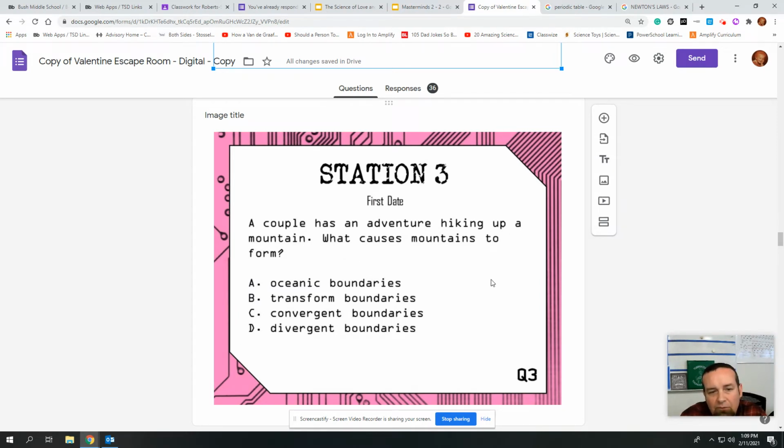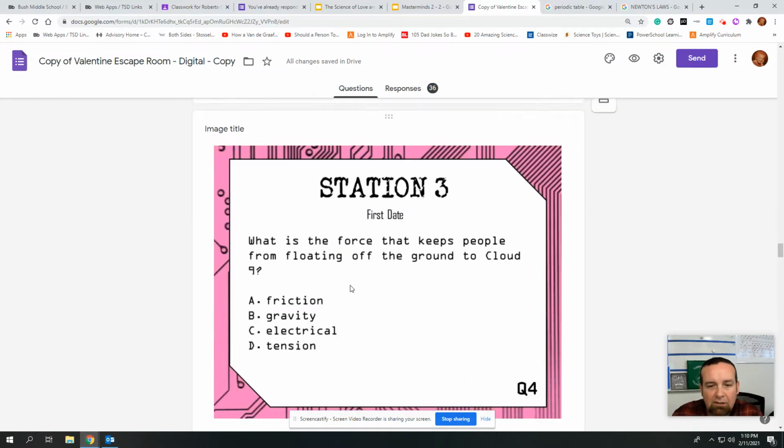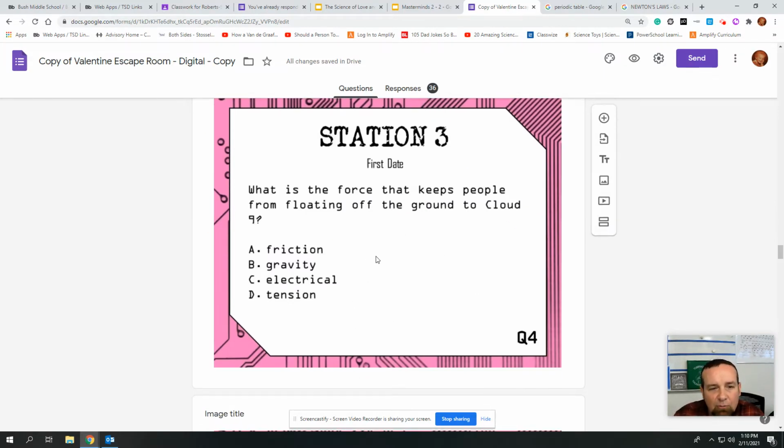A couple has an adventure hiking up on a mountain. What causes mountains to form? So again, this is 7th grade, and maybe 6th grade too, but when we have two land masses and they converge, that means come together, there's going to be an uplift and we're going to see mountain ranges form. So that would be divergent boundaries. And for station number 4, what is the force that keeps people from floating off the ground? I'll let you answer that one.